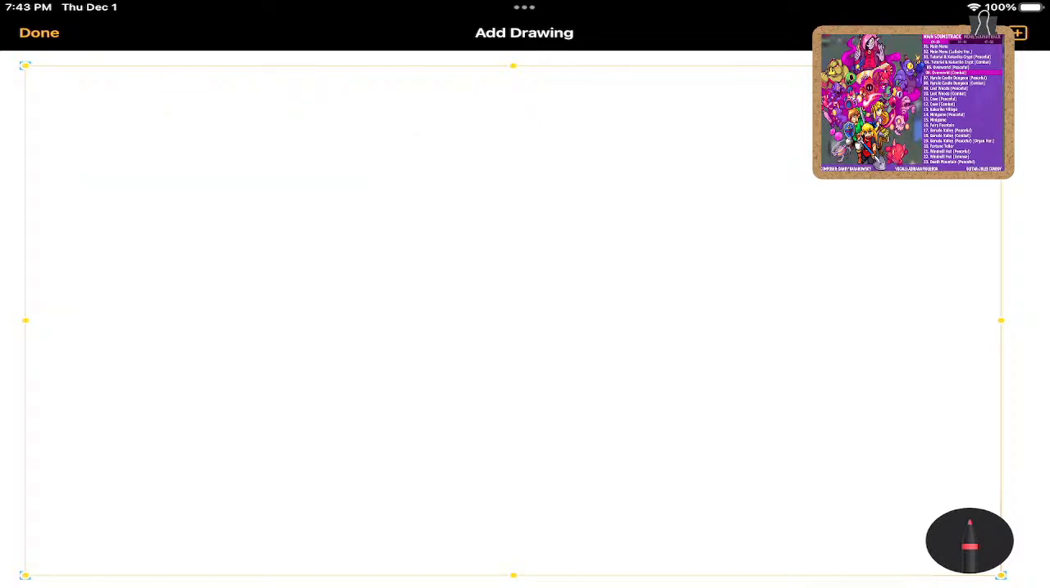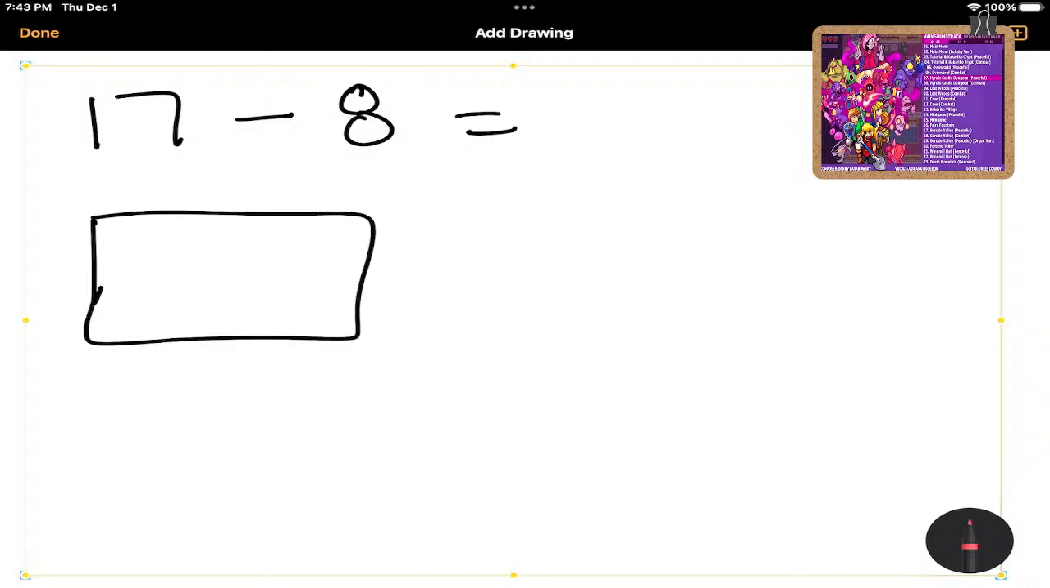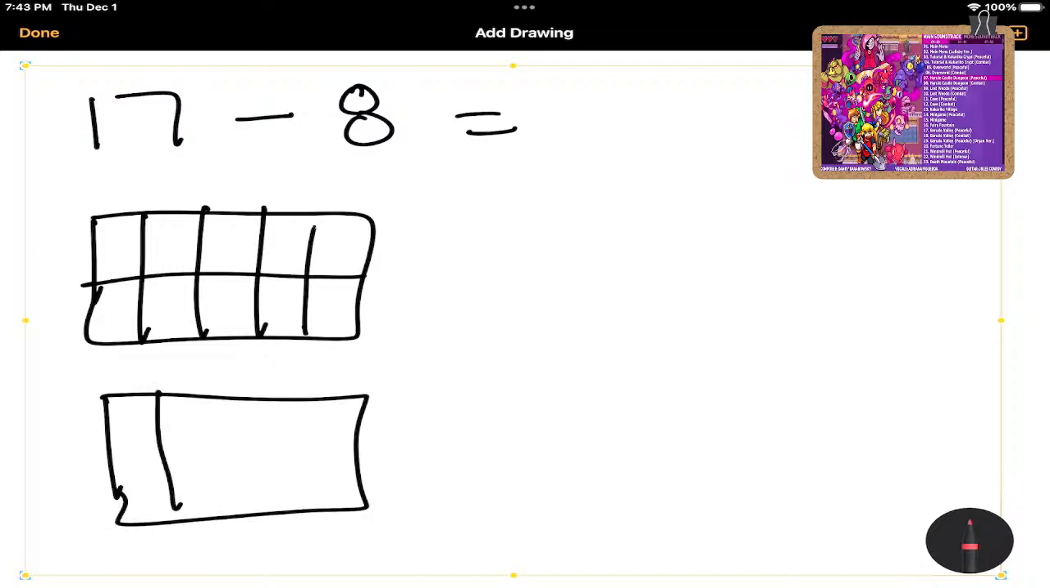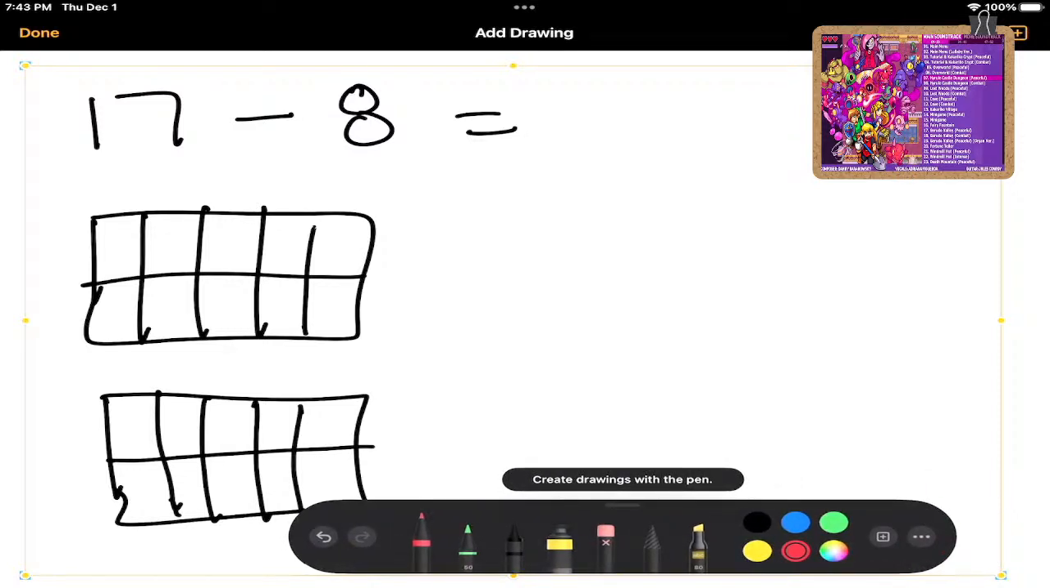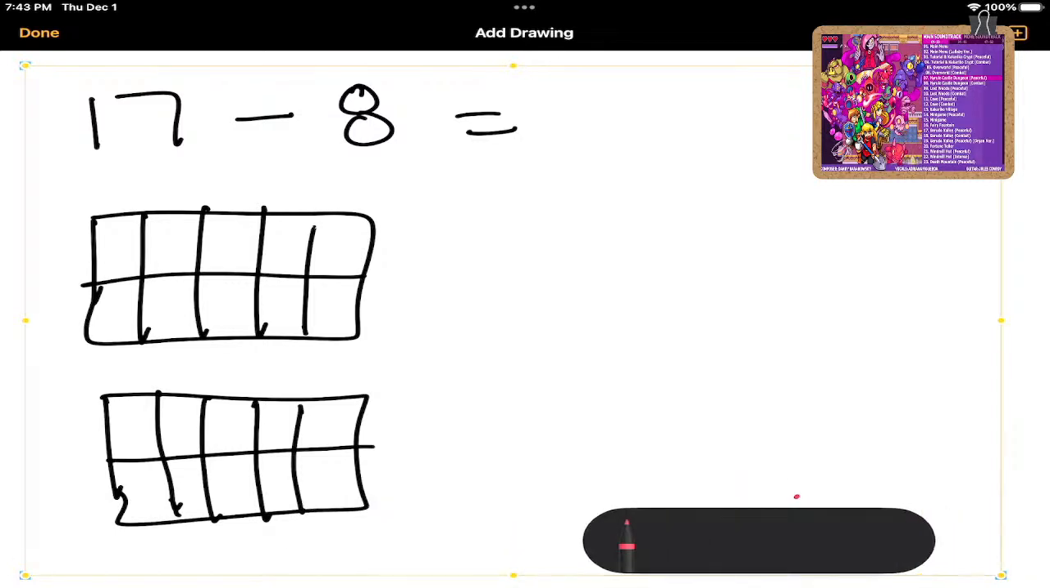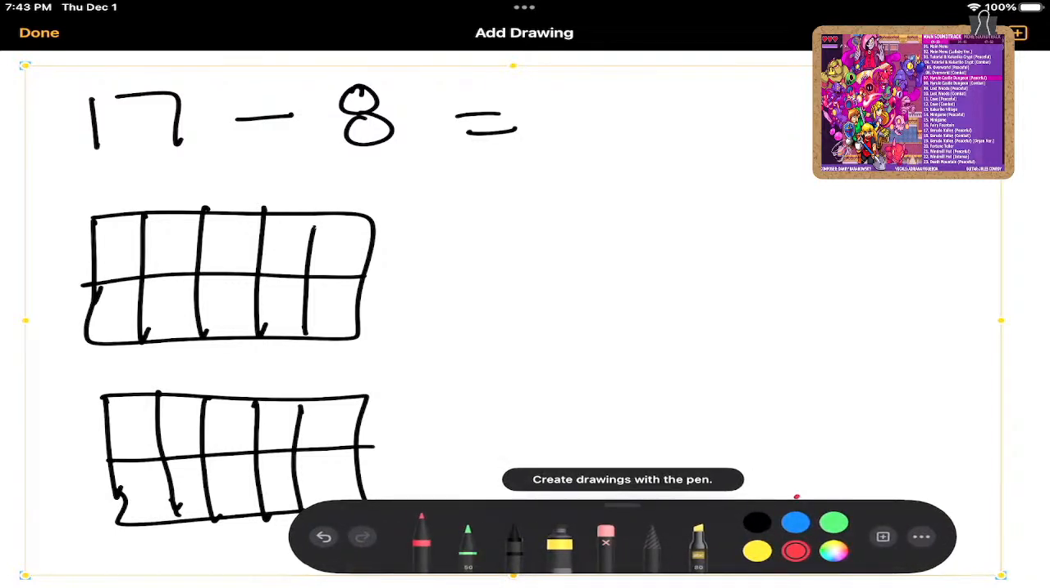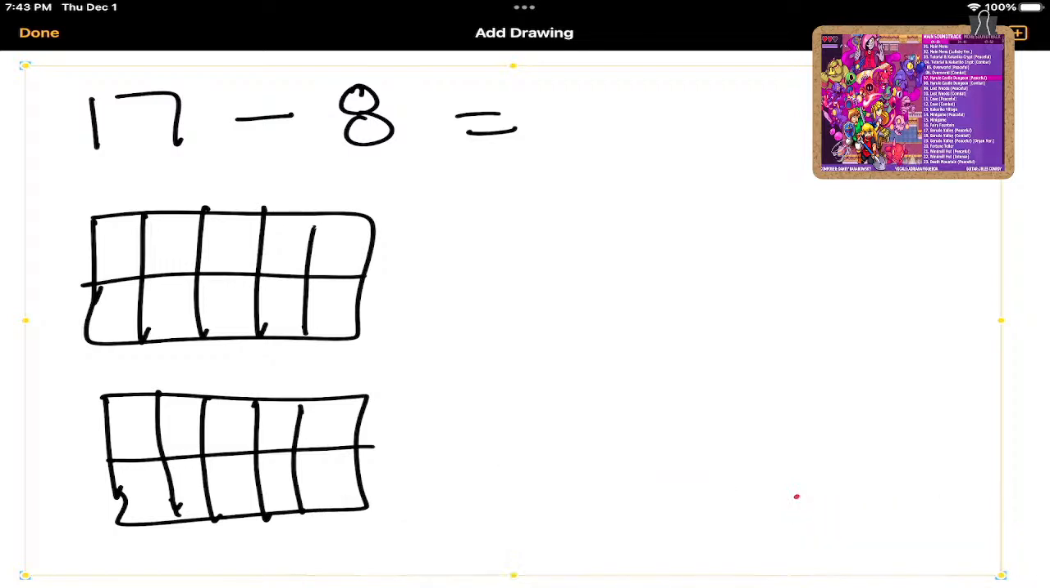Okay, let's do 17 minus 8 equals. 10 frame, 1, 2, 3, 4. 10 frame, 1, 2, 3, 4. Alrighty, so let's go. Pick a color. What are we doing? Go.